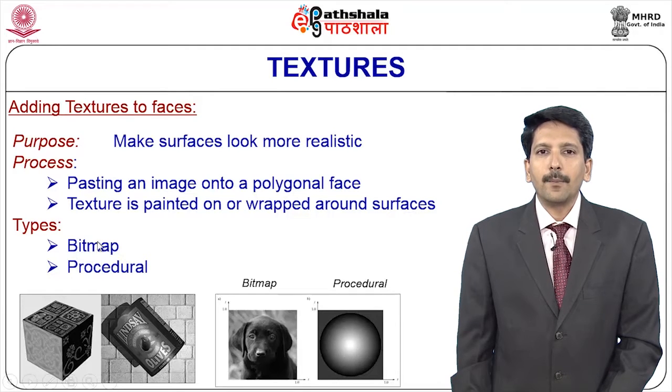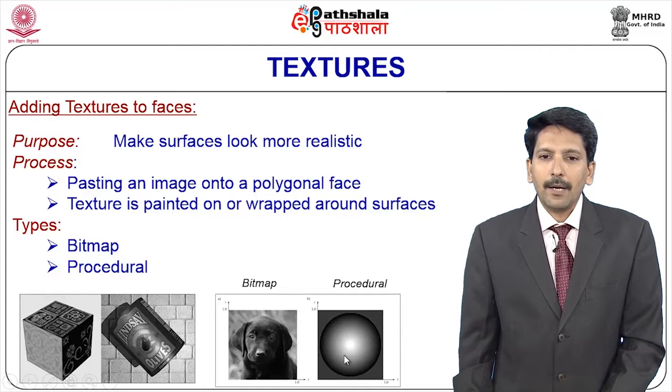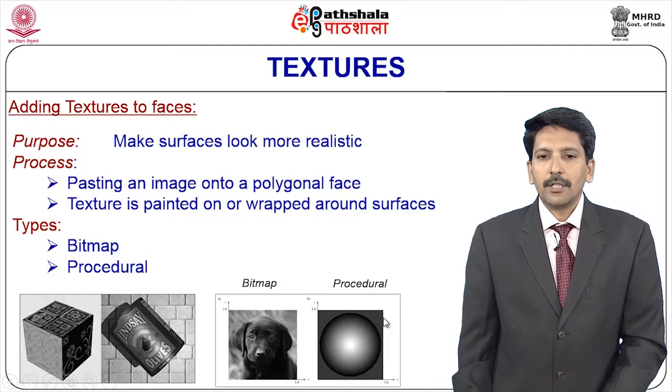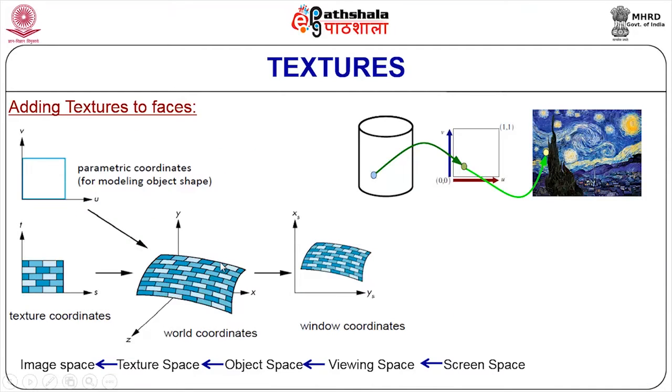One is either you can imagine a bitmap, or you can use a mathematical equation to create a bitmap. So to create a map or to create a procedure that creates an image or an intensity value. So how do we apply textures given a 3D object in the 3D world, and we have now a texture which is a 2D image.